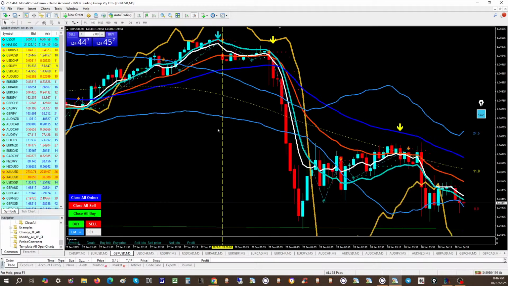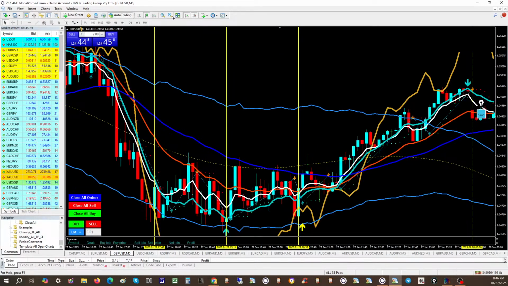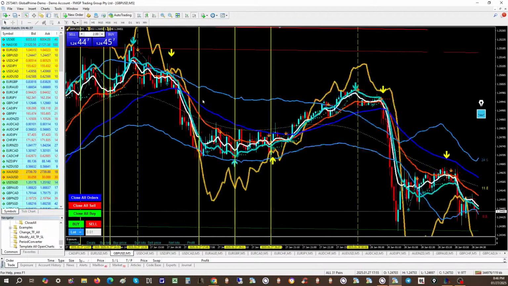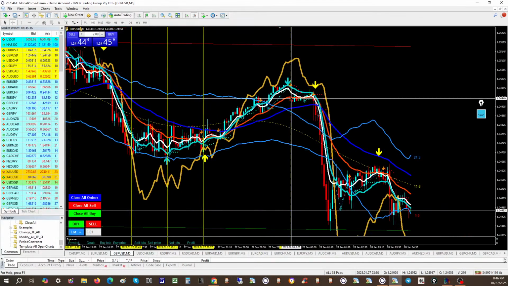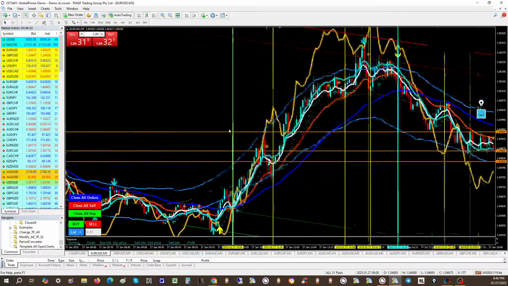So let's look at the pound US dollar. Let me shrink that a little bit. And we have that coming down. Nice trade. And another one. This one at the end of the day coming down. Another nice trade. And at last, the euro. Euro 5-minute.